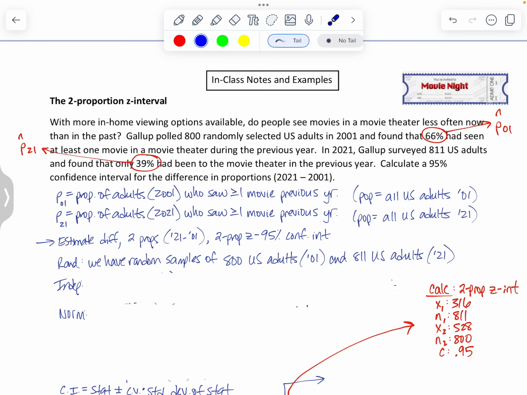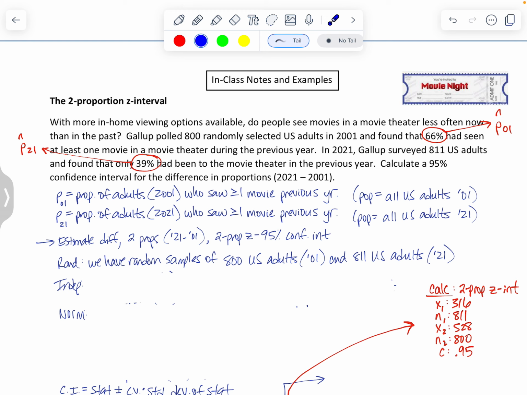We have two different random samples. We have 800 U.S. adults from 2001, and we have 811 U.S. adults from 2021, okay? Yeah, it's annoying, you guys. We have a lot of writing, but hey, this is simple. These are easy points, easy buckets, easy money, okay?